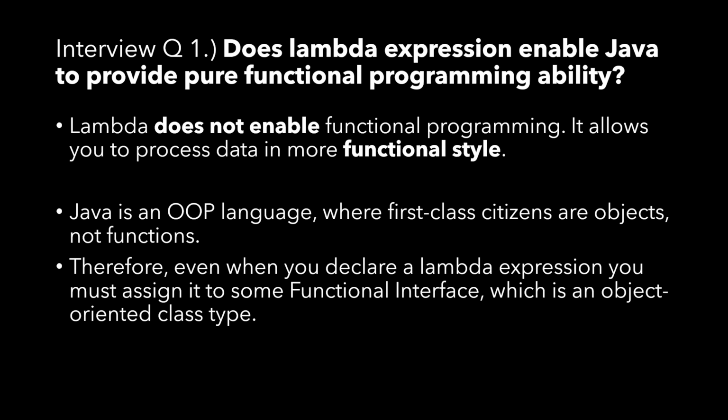Now let's take the interview question. Does Lambda expression enable Java to provide pure functional programming ability? The answer is no. Lambda does not enable functional programming. It allows you to process data in a more functional style. Every Lambda is backed by a functional interface, right? So functional interface is the citizen of object-oriented programming. Java is an OOPs language where the first citizens are objects, not functions. Therefore, even when you declare a Lambda expression, you must assign it to some functional interface, which is an object-oriented class type.